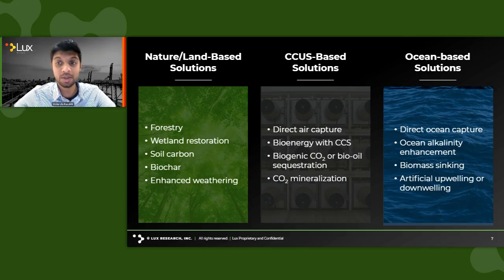Within CCUS, you have direct air capture or DAC, bioenergy with CCS, so that's typically biomass combustion. And then you also have sequestration of biogenic CO2, so from biomethane or slurries or bio-oil produced from biomass. So in this case, you generate removal credits because the CO2 from biomass is considered renewable. So by storing it, you go from carbon neutral to carbon negative.